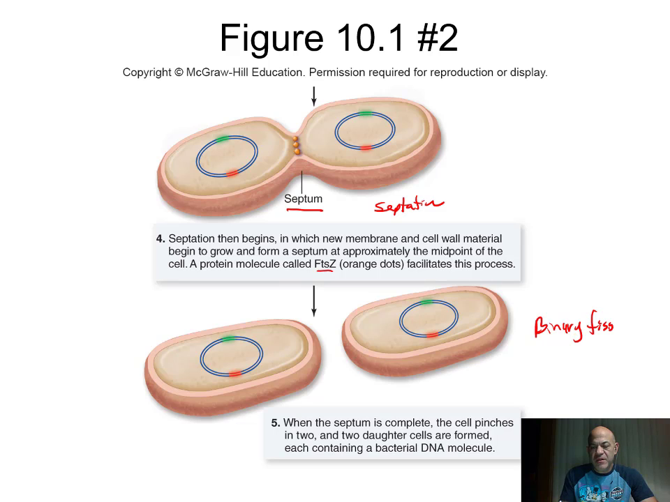So if you have seen cell division before in a biology class, you probably remember the word mitosis. Mitosis does not happen in bacteria. Mitosis we're going to cover in the sections coming up. Mitosis is a division that occurs when you have a nucleus. Since we don't have a nucleus here, they don't go through mitosis.